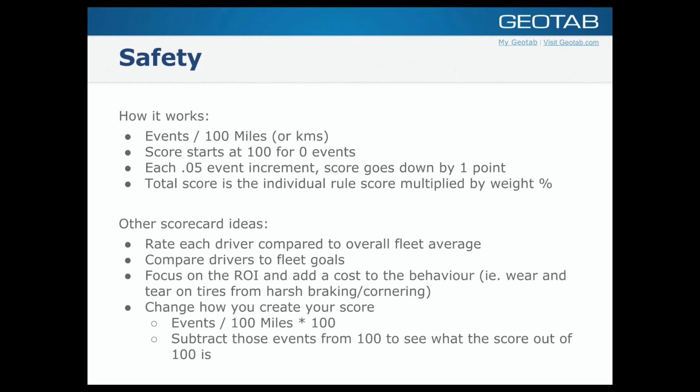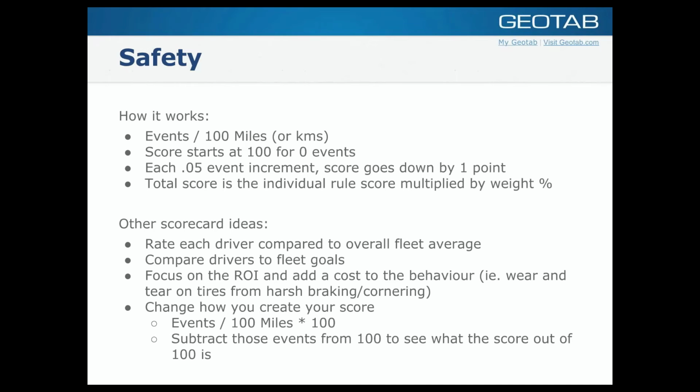Another really cool way that we've done it, and I've seen other resellers do, is to put a cost to it. How much is this risky behavior actually costing your fleet? We've seen where you could put a cost to wear and tear on tires from harsh braking and cornering. You could put a cost to speeding over 65, which we've seen in some industry research. You can definitely put a dollar amount to that. So there's a whole spin there with putting the ROI to it.